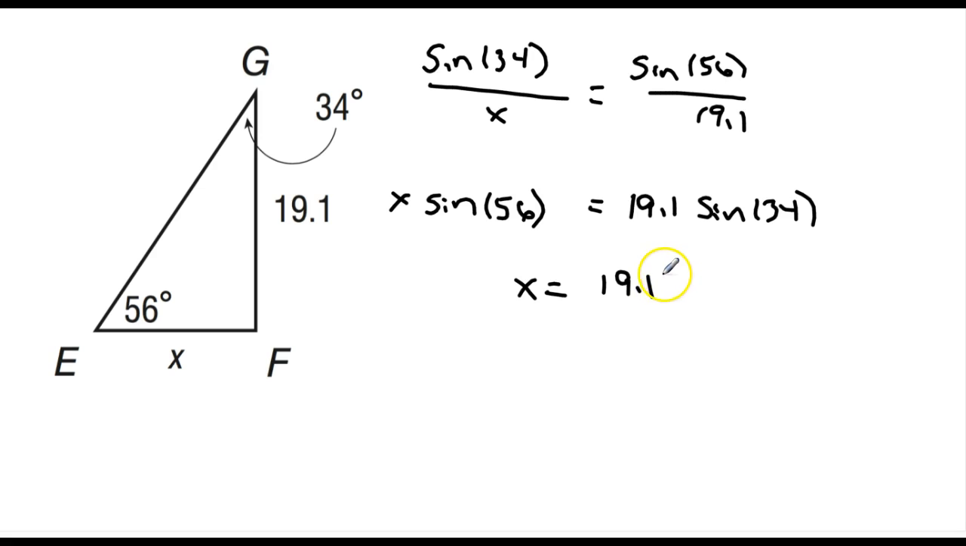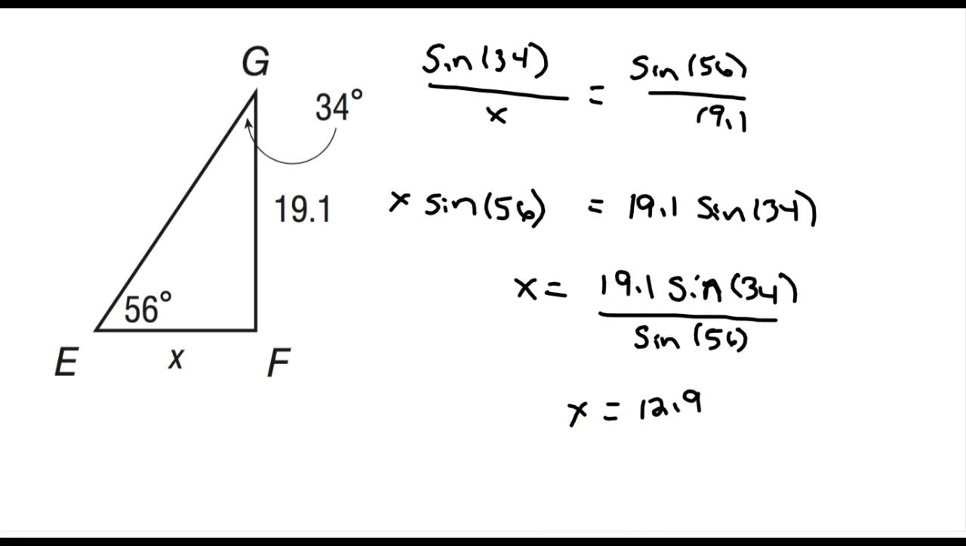And so we're going to divide both sides by the sine of 56. And I'm sorry, I'm writing like a first grader here. Sometimes my tablet makes me look like that. I promise in real life I have better handwriting. So in the calculator, punch in 19.1 times sine of 34. That gives me 10.7, and then I'm going to divide it by the sine of 56. And that gives me 12.9 when rounded to the nearest tenth as your answer.